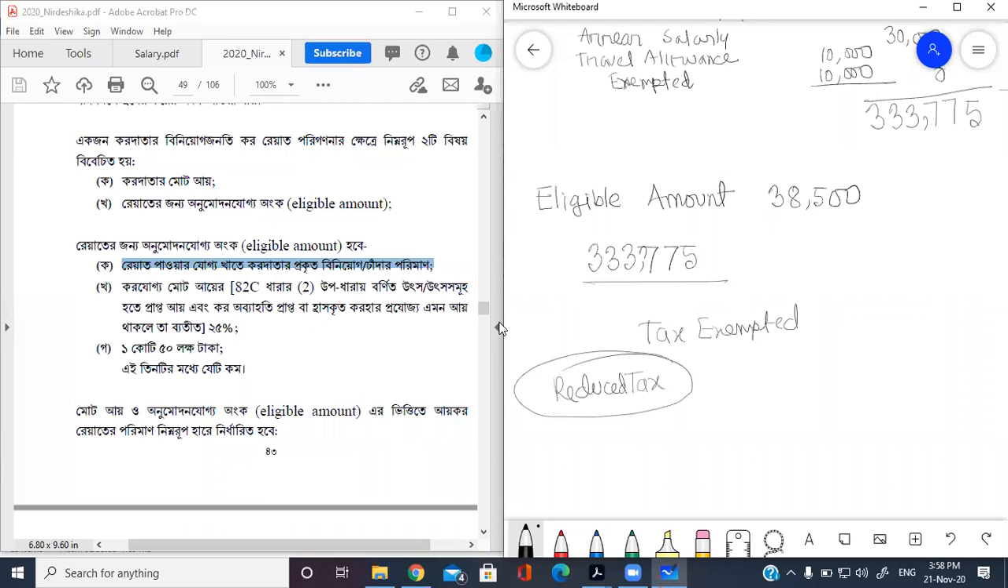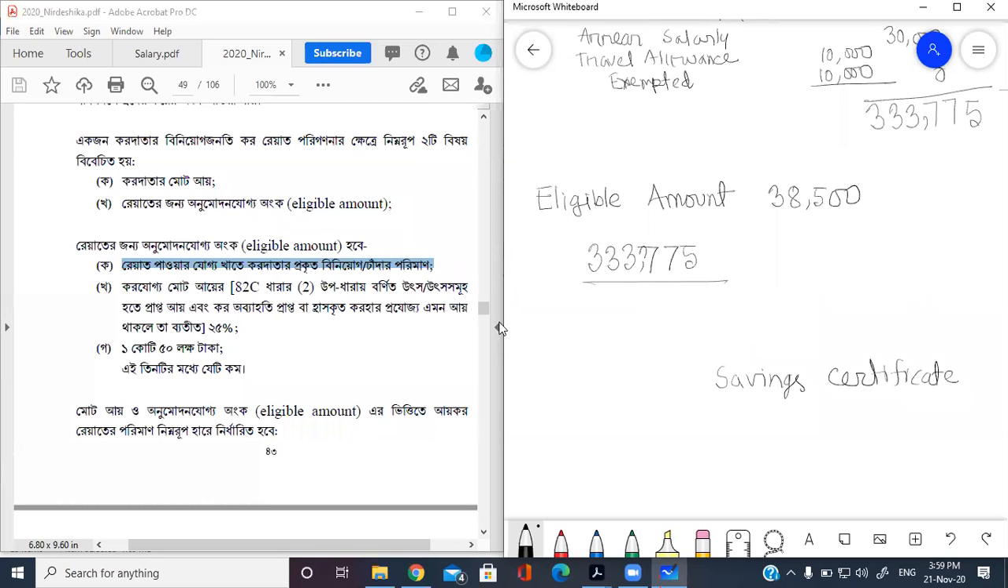For many of your families have received interest income from the savings certificate. Is it? Do some of your families receive interest income from savings certificates? Yes, sir. For savings certificate, 5% TDS is applicable.